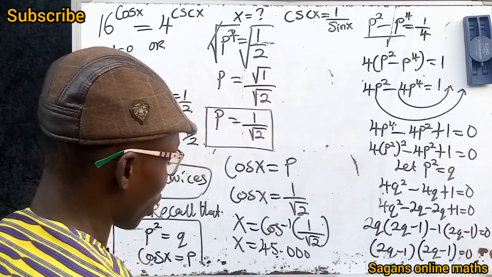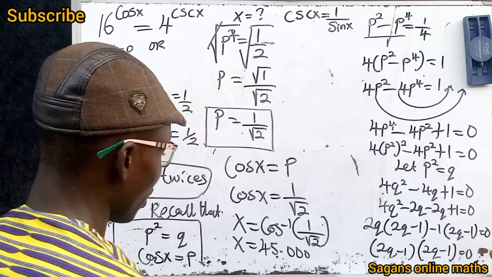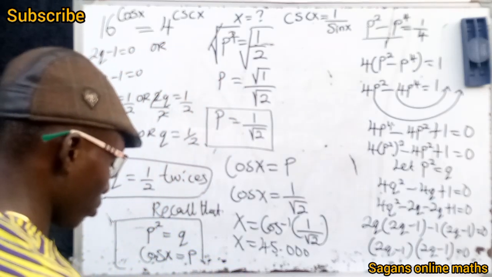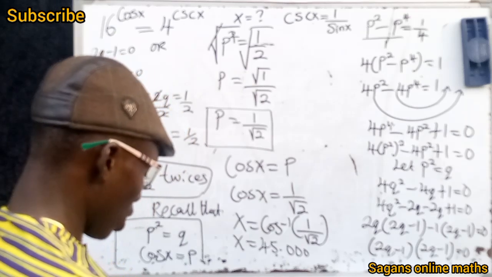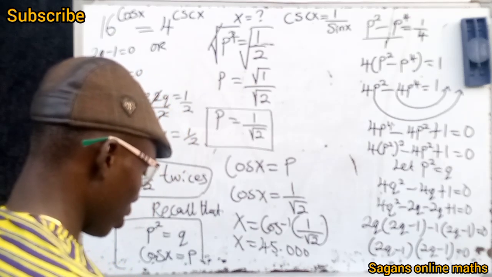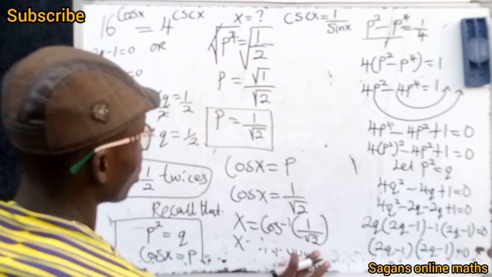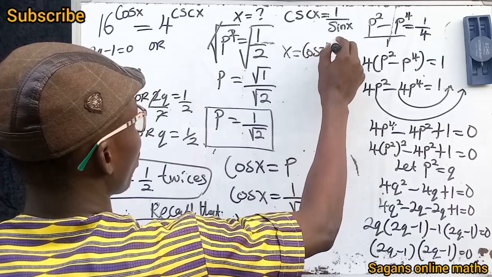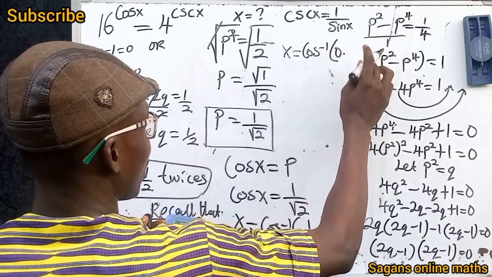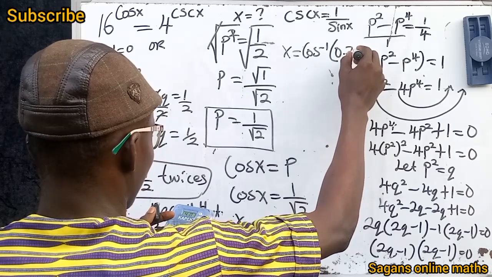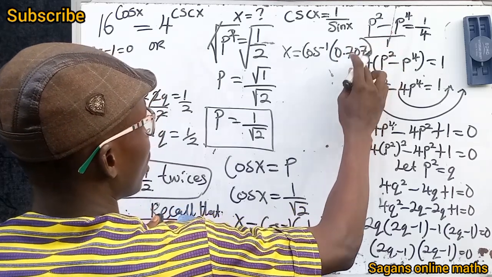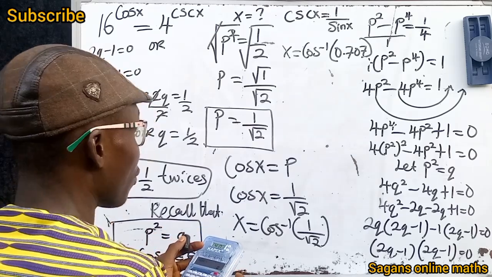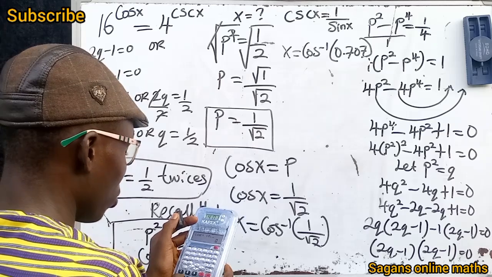If you take the cos inverse of this, you have that x is equal to 45 point something. Let me use my calculator to check. Let me break it down so that everyone will learn. Now that means x will be equal to cos inverse of 1 over root 2 in decimal, which is 0.707. So let's check the cos inverse of 0.707.